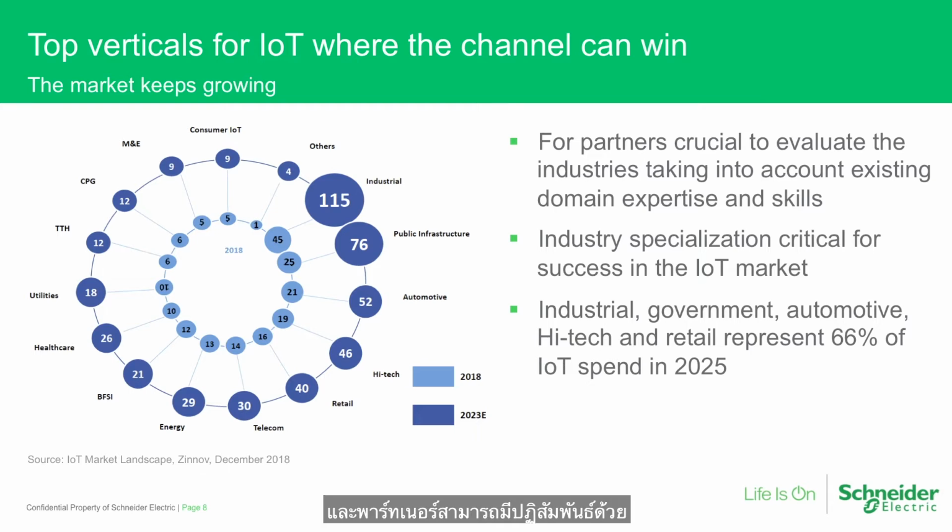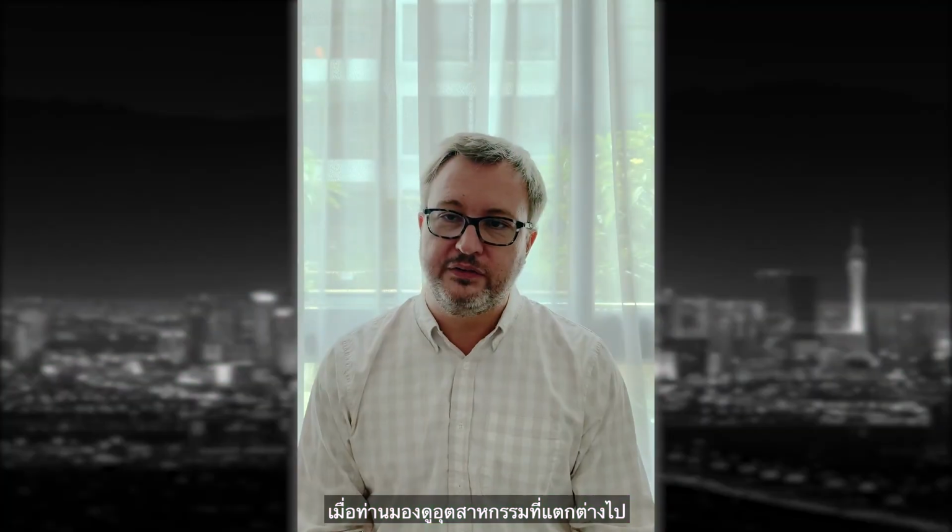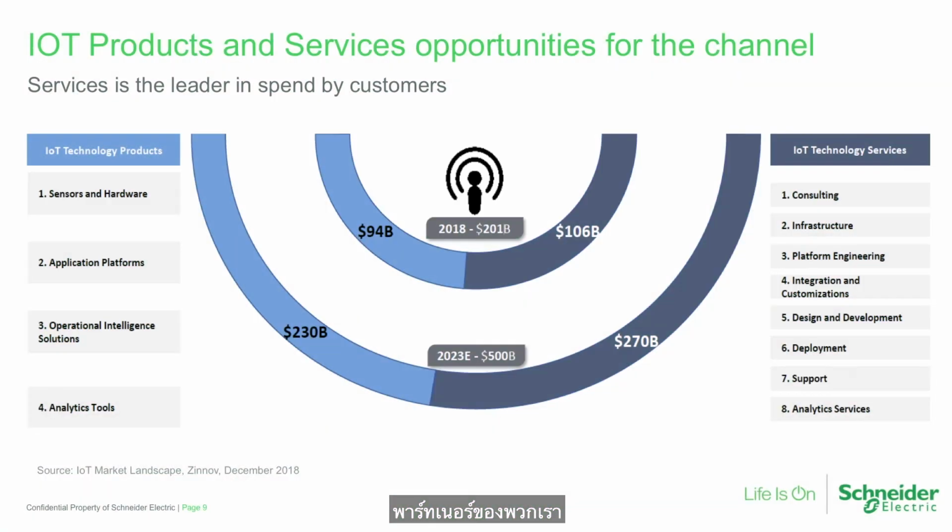So when you look at the different verticals and the opportunities, you can also separate that out into IoT products and services. So many of our partners have already been shipping IoT products for a while, and hardware itself is not something that is new to many of our partners. But services is the area where a lot of our partners can differentiate, can offer additional value when it comes to the deployment of these different IoT solutions and products.